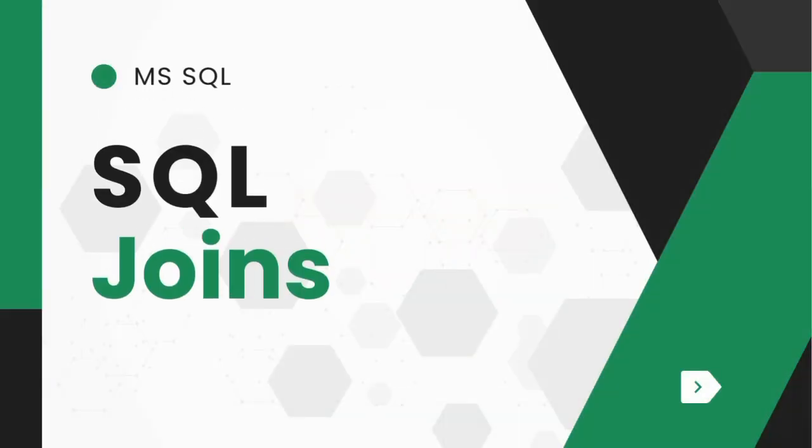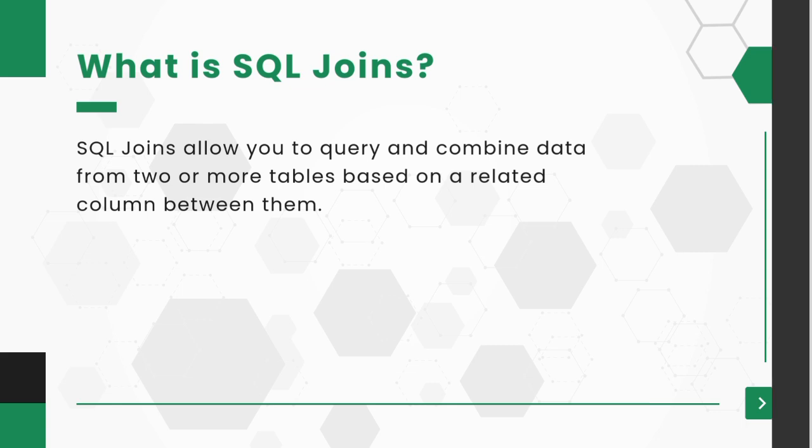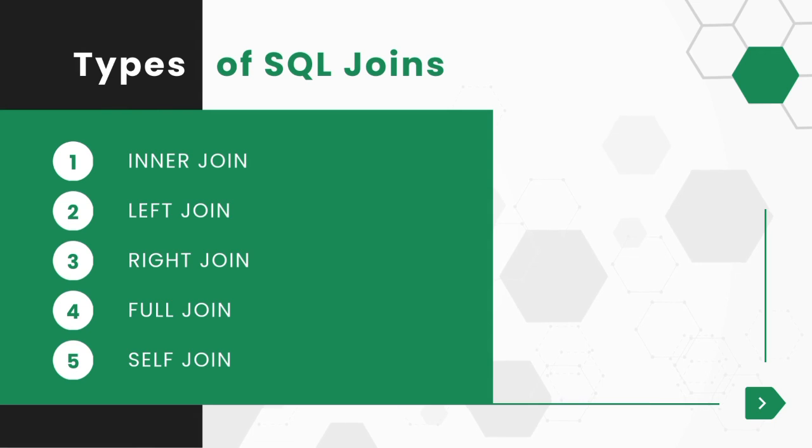Hi everyone, in this video, we'll be covering SQL joins. SQL joins allow you to query and combine data from two or more tables based on a related column between them. There are 5 types of joins: the inner join, left join, right join, full join, and the self join.